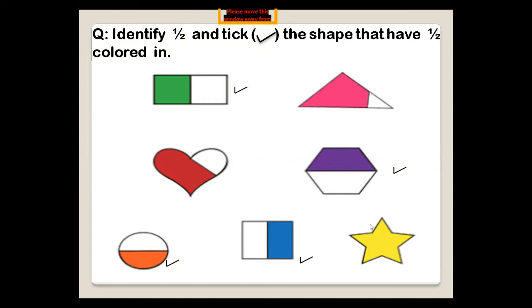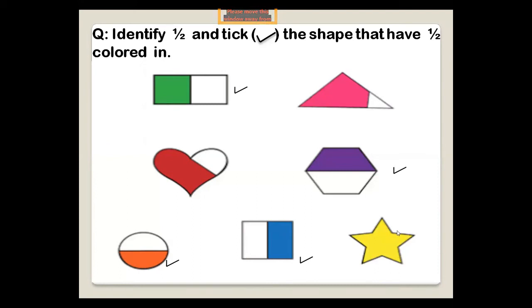Now see the last one. What is this? This is a star. Does it have any part? No. It has no part, so it is called one whole. So according to the question, we have to find the half. It has no part, it is only the whole. So we will not put the tick on it.